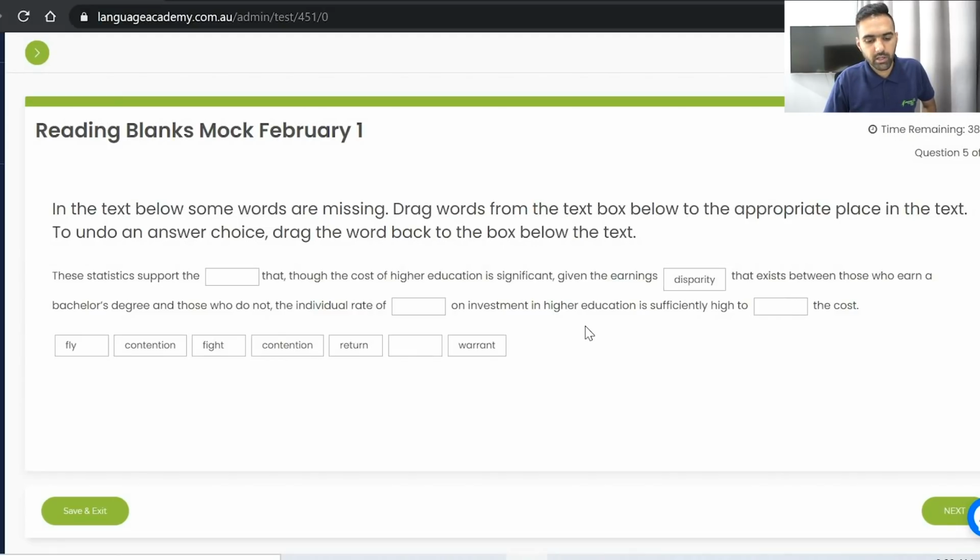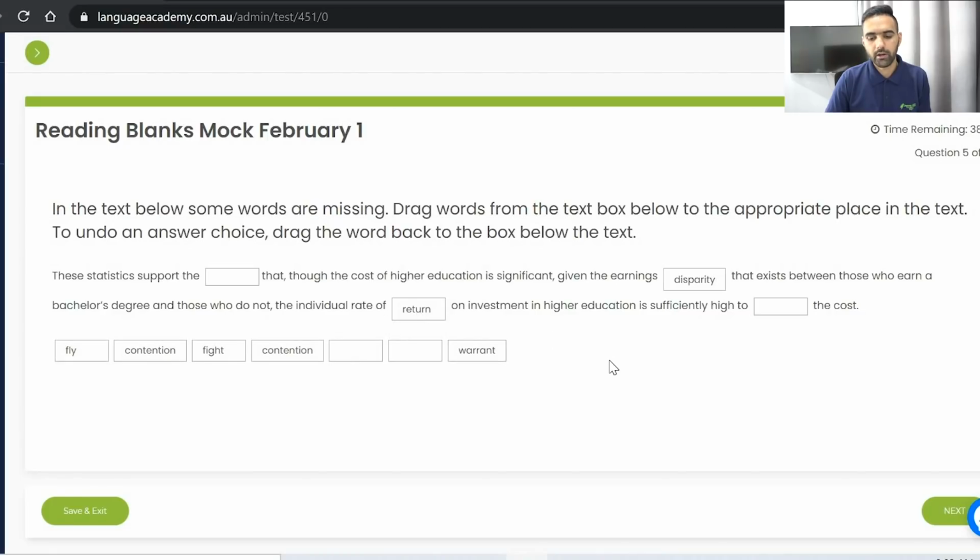The individual rate of dash on investment. Rate of what? Rate of fight? No. Rate of warrant? No. Rate of contention is kind of a statement or a belief, you can say. So by default we have got rate of return on investment, in higher education is sufficiently high to dash the cost. Remember this thing again, a collocation. Warrant the cost means kind of cover the cost. Warrant the cost is always used together. Remember this thing. Now we are left with one.